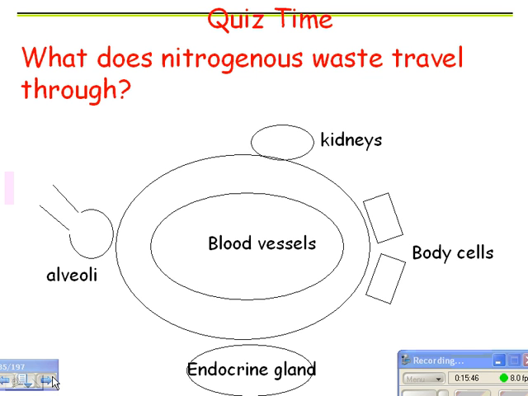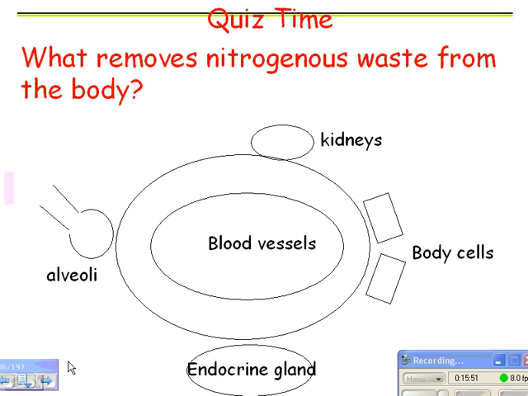What does nitrogenous waste travel through? Davey just told us through the blood. What removes nitrogenous waste from the body? The kidneys. Very good. That's how you pee out stuff.